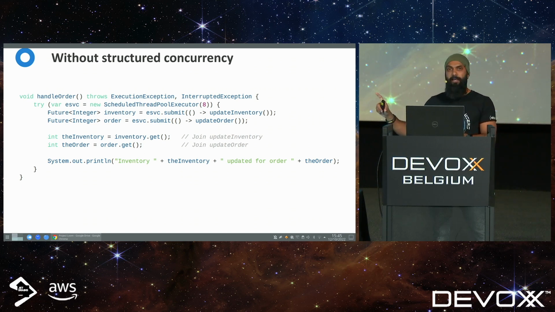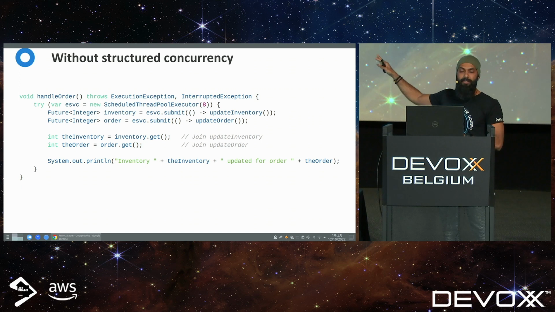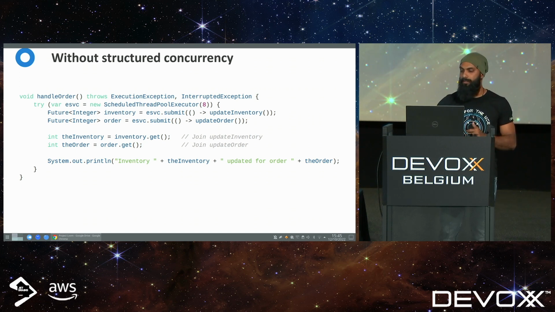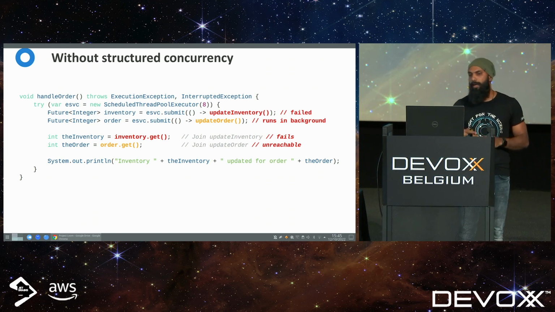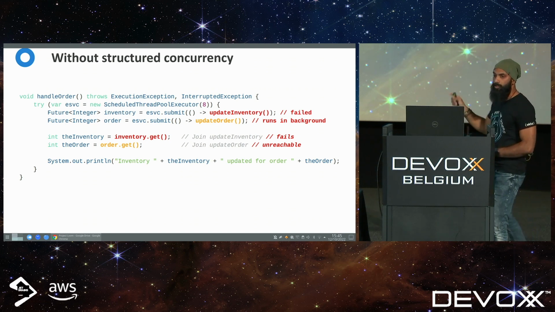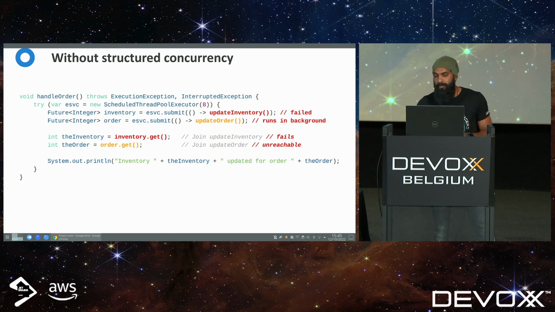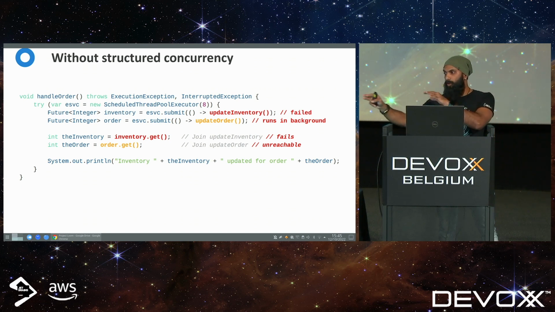However, with the current implementation, and of course in a real world example you would have more guard logic around, but assuming this is your implementation, if there is a failure, things will start getting messy. Consider this scenario: let's say update inventory fails and throws an exception. I have marked all the failures in red, and whatever is affected in orange. When update inventory fails and throws an exception, the handle order method throws an exception when calling inventory.get.